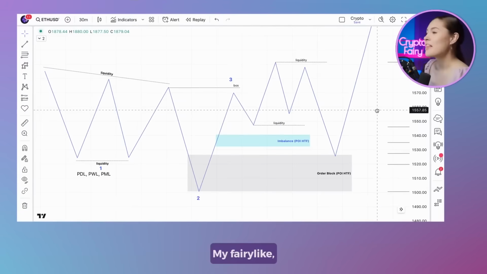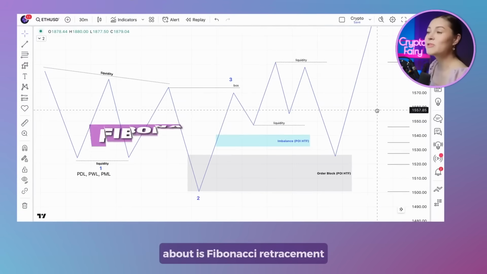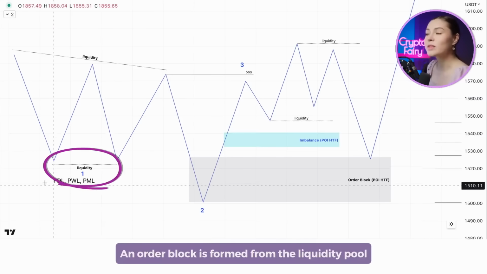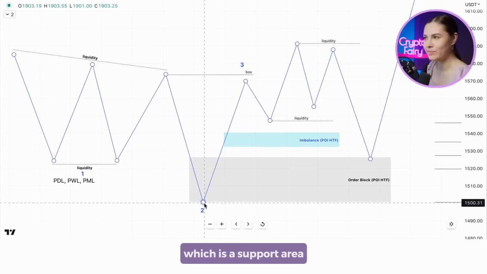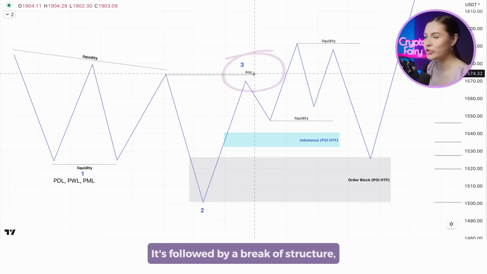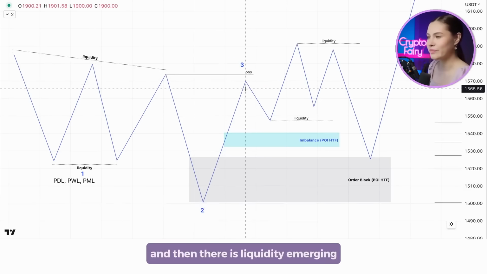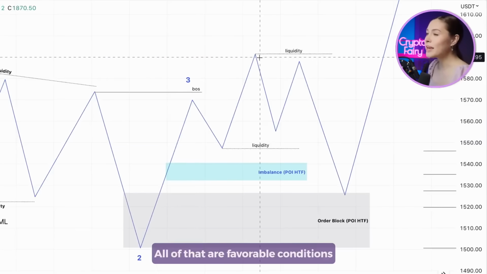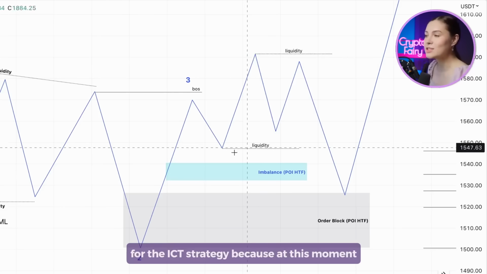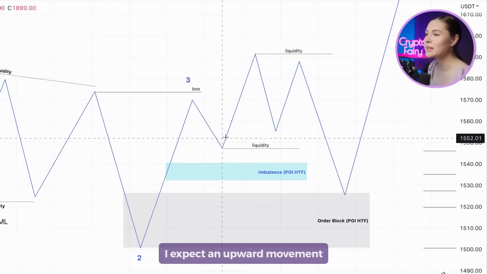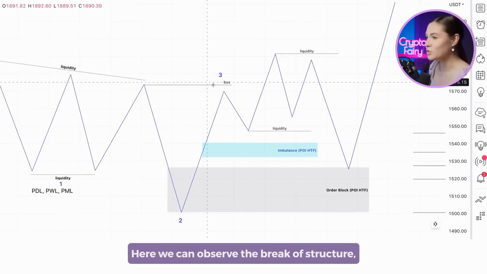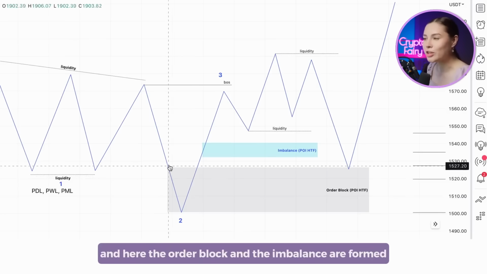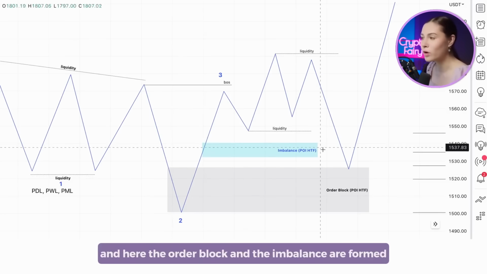The last thing I'm going to tell you about is Fibonacci retracement. It looks this way. An order block is formed from the liquidity pool, which is a support area. It's followed by a break of structure, and then there's a liquidity emerging. Here's the liquidity below. Here it is on top. All of that are favorable conditions for the ICT strategy because at this moment I expect an upward movement. Here we can observe the break of structure. This is the place of liquidity collection, and here the order block and the imbalance are formed.